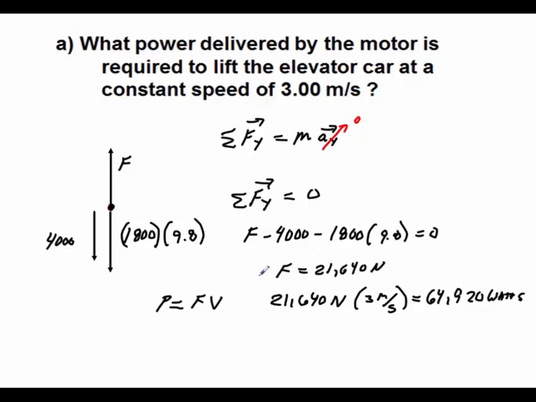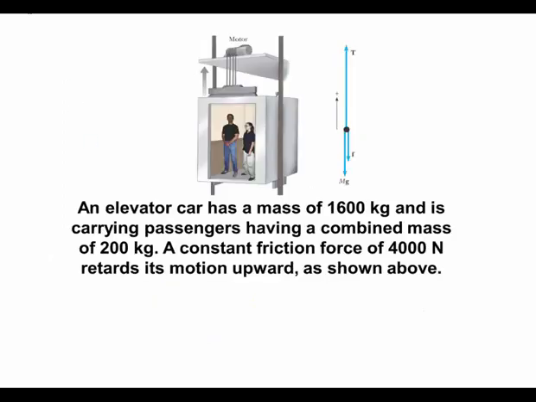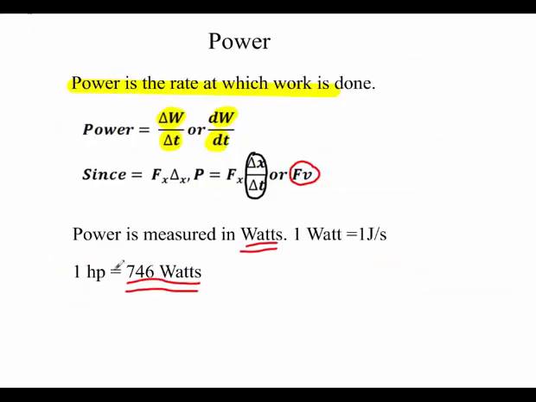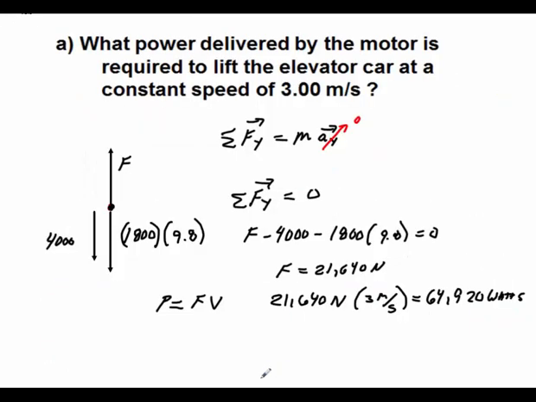Okay. Now if we want to find out how much horsepower is required, I'll go all the way back so you can see where this is coming from. We know that 1 horsepower is equal to 746 watts. So if I take this number here, 64,920 watts, and divide that by the 746 watts required for 1 horsepower, I will get 87 horsepower. Alright, so there's your 2 power requirements.